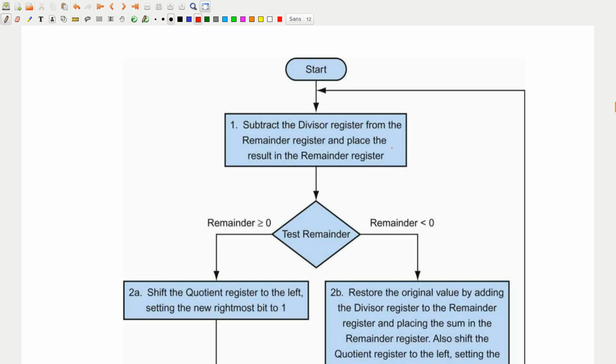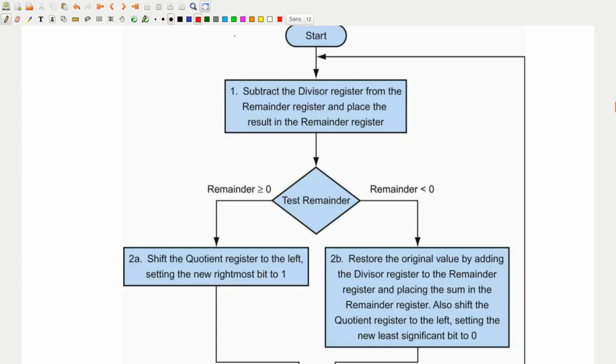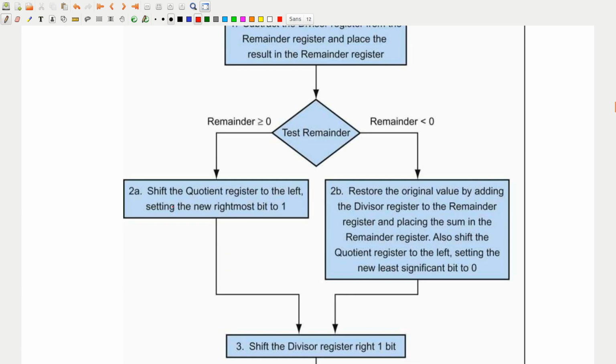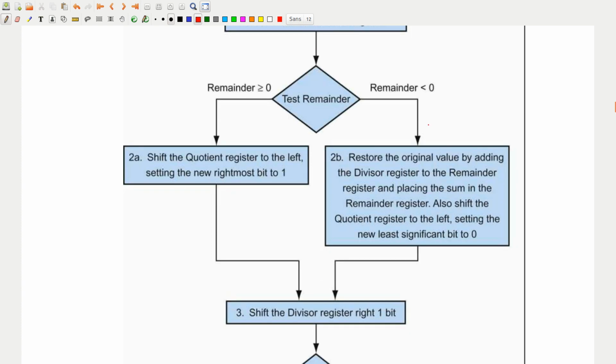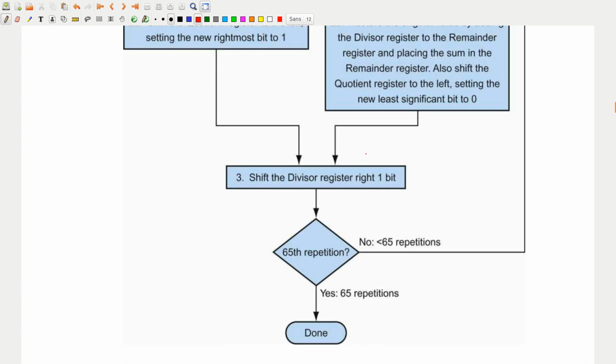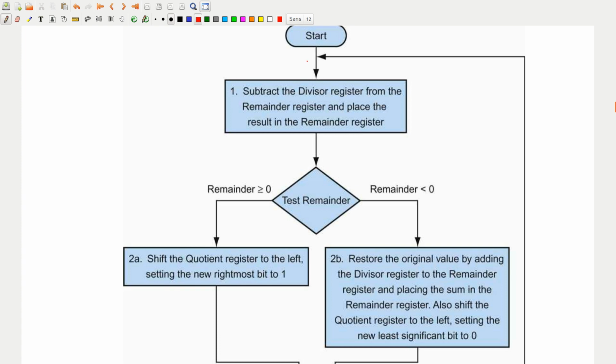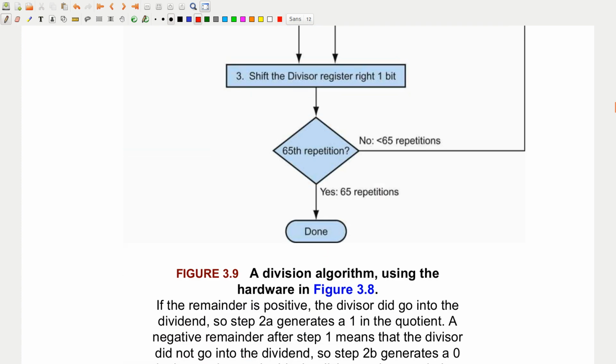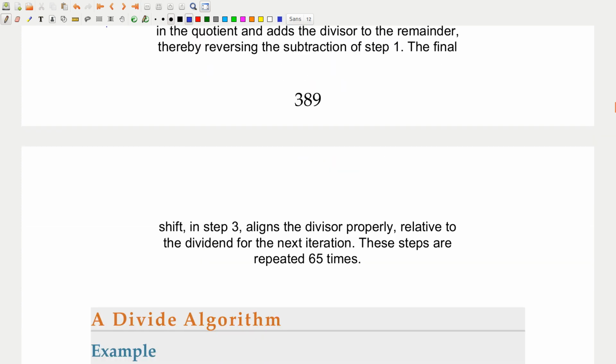As we know, they do this simple test: if it's positive or negative, they add back over here if the remainder is negative. If it's positive, they just shift over, setting the rightmost bit to a 1. And then they test this to check if we need to go back to the beginning, if we haven't gone through all the bits yet. And then finally, they finish. So some pretty simple stuff, not terribly complex.